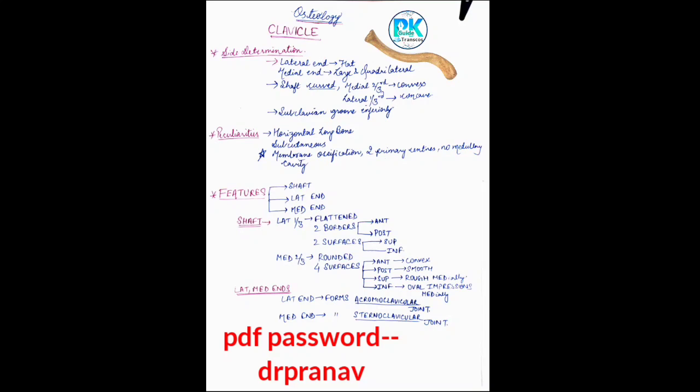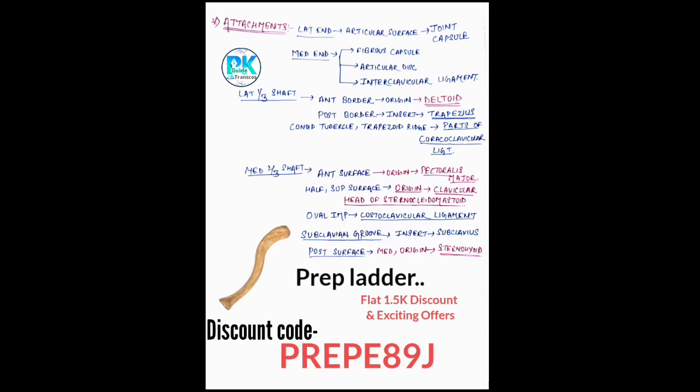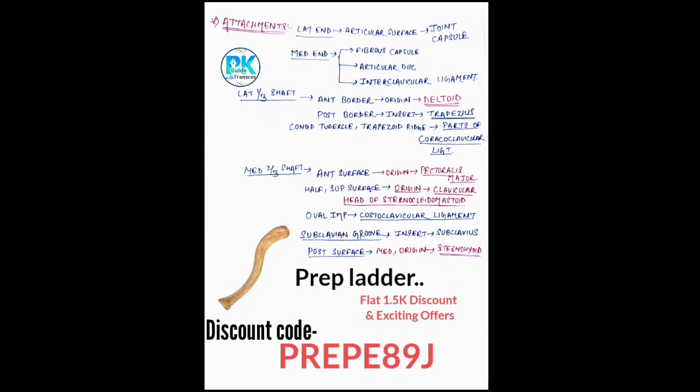शाफ्ट का लैटरल 1/3 जो कि फ्लैटेंड है, 2 बॉर्डर, 2 सर्फेसेस, एंटीरियर पोस्टीरियर सुपीरियर इन्फीरियर. मीडियल 2/3 जो कि राउंडेड रहता है, उसके 4 सर्फेसेस, एंटीरियर पोस्टीरियर सुपीरियर इन्फीरियर. और उसके जो एंड्स है, लैटरल एंड जो एक्रोमियोक्लेविकुलर जॉइंट फॉर्म करता है, मीडियल एंड स्टर्नोक्लेविकुलर जॉइंट फॉर्म करता है. अटैचमेंट, इसको तो मैंने अच्छे से वीडियो में बता रखा है. लैटरल एंड में आर्टिकुलर सरफेस जॉइंट कैप्सूल फॉर्म करता है, मीडियल एंड फाइब्रस कैप्सूल, आर्टिकुलर डिस्क, इंटरक्लेविकुलर लिगामेंट जो कि सुपीरियरली होता है. लैटरल 1/3 ऑफ शाफ्ट में एंटीरियर बॉर्डर, डेल्टॉइड का ओरिजिन, पोस्टीरियर बॉर्डर में ट्रेपेजियस का इंसर्शन, कोनाइड ट्यूबरकल और ट्रेपेजॉइड रीज जो कोनाइड एंड ट्रेपेजॉइड पार्ट और कोराकोक्लेविकुलर लिगामेंट का अटैचमेंट होता है वहाँ पे. मीडियल 2/3 शाफ्ट जो है एंटीरियर सरफेस पेक्टोरलिस मेजर का ओरिजिन है. सुपीरियर सरफेस का मीडियल एंड जो है वो क्लेविकुलर हेड ऑफ स्टर्नोक्लेविडोमास्टॉइड है. ओवल इंप्रेशन इंफीरियरली कॉस्टोक्लेविकुलर लिगामेंट का अटैचमेंट है. सबक्लेवियन ग्रूव में सबक्लेवियस का इंसर्शन है, और पोस्टीरियर सरफेस मीडियली में स्टर्नोहायोइड का ओरिजिन है.